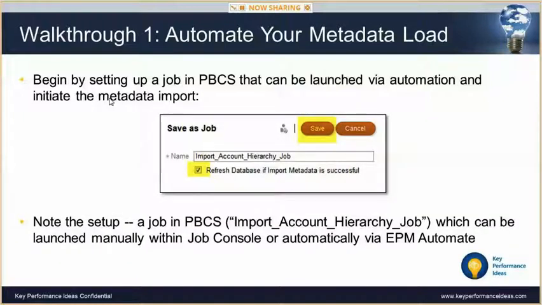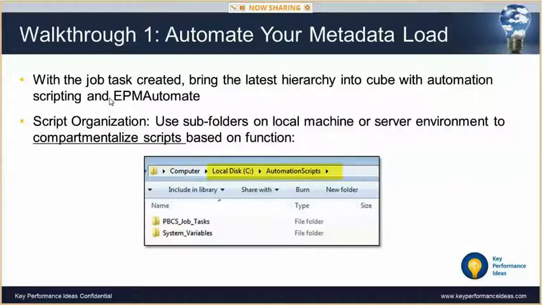So once we have the job, we're saving it, and this is actually the end of the planning side of setting up this job. We have our job name, which is import account hierarchy job, which you can launch manually through the job console, or in our business case, we want to launch it automatically through EPM Automate. So now we're done with the planning side. Let's get out of planning and look at our server environment as we continue to build our process. We want to bring the latest into the cube with automation, scripting, and EPM Automate.